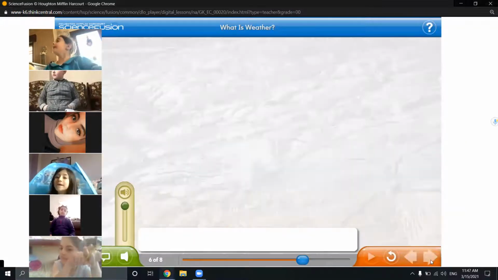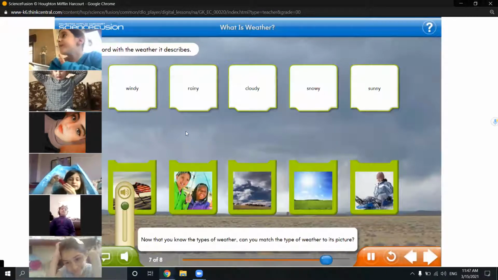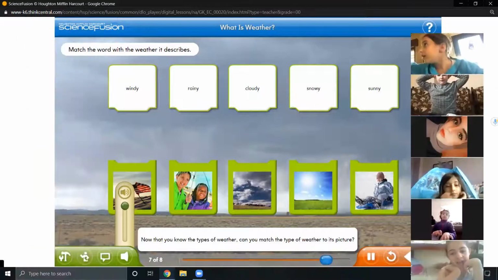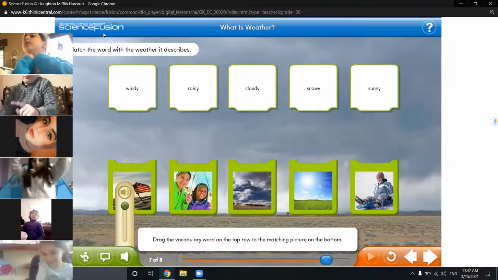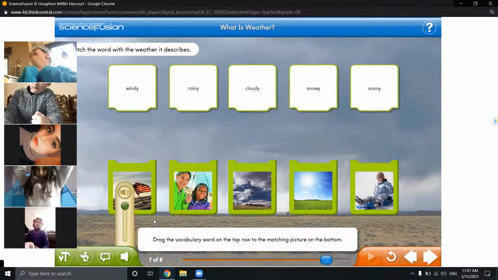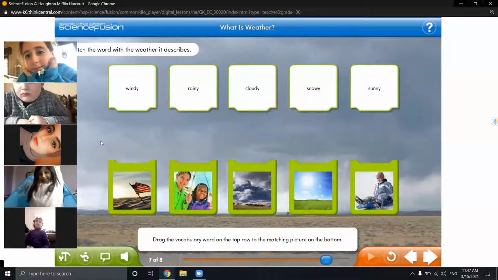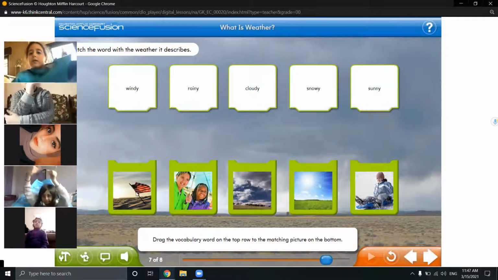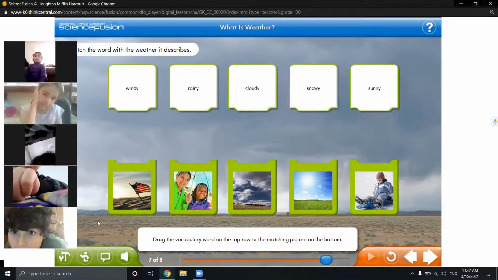Okay, guys, let us see the second one. Now that you know the types of weather, can you match the type of weather to its picture? Drag the vocabulary word on the top row to the matching picture on the bottom. We have here windy, rainy, cloudy, snowy, sunny. We have to match each word with its picture. We're going to number the pictures, 1, 2, 3, 4, 5. You're going to say the word and which picture it matches.